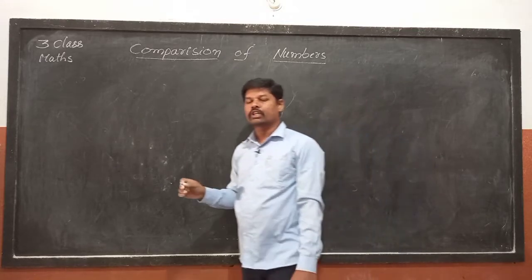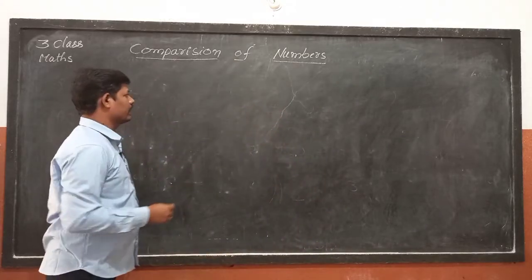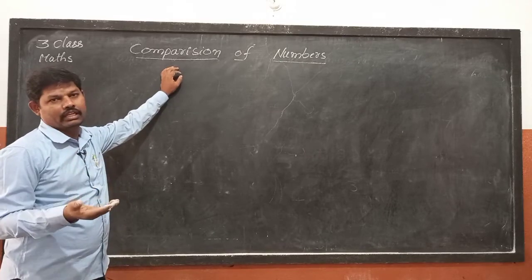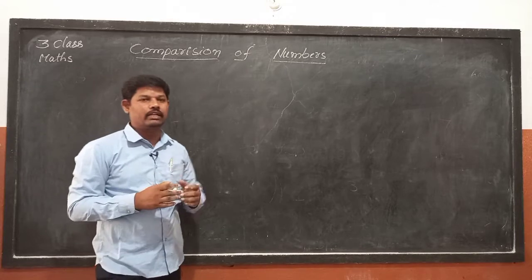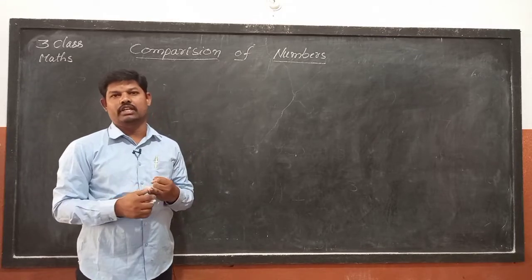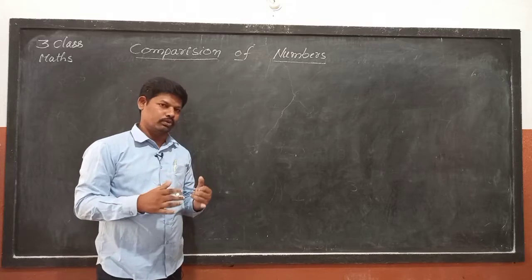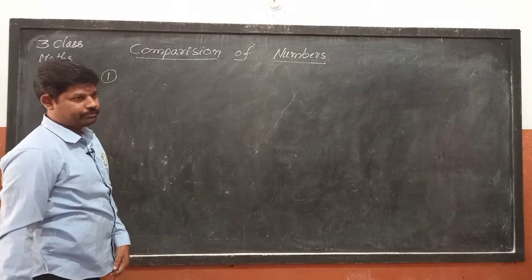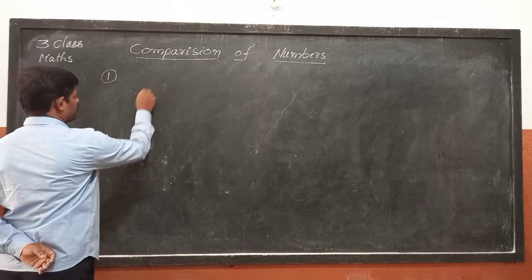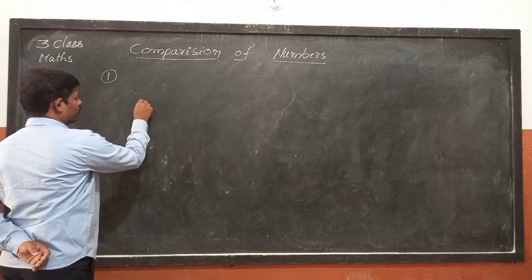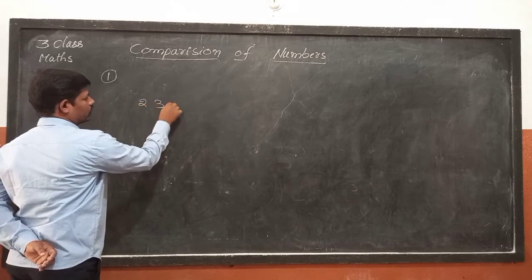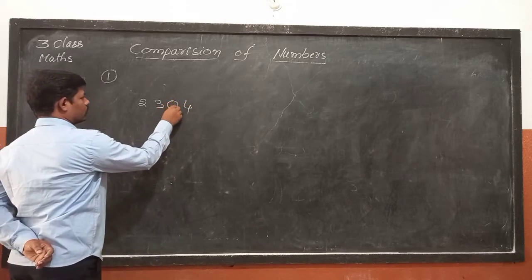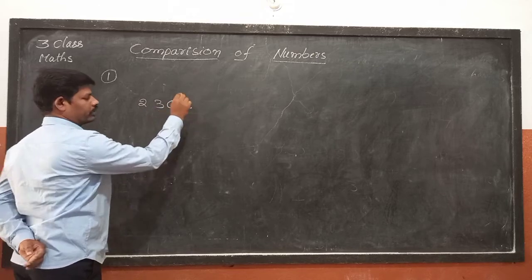So, let us take numbers and compare. How can we compare the numbers easily? What are the rules? Already in the previous class you have learned the rules, first rule, second rule. Let us revise those rules once again. What is the first rule? For example, if you take two numbers, one number has 4 digits. How many digits? 1, 2, 3, 4 digits are there.